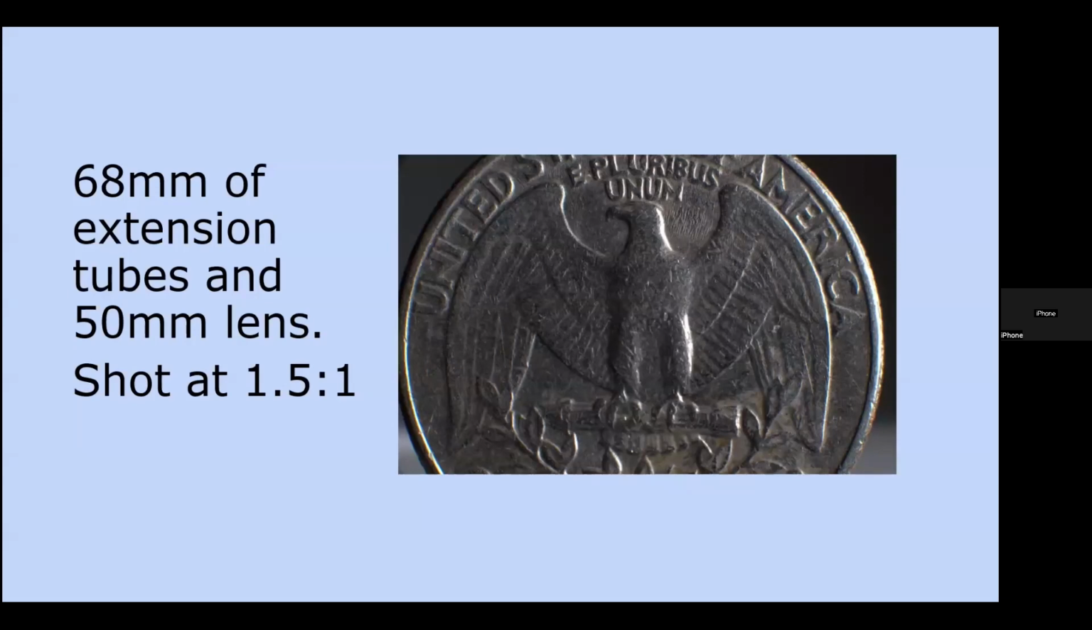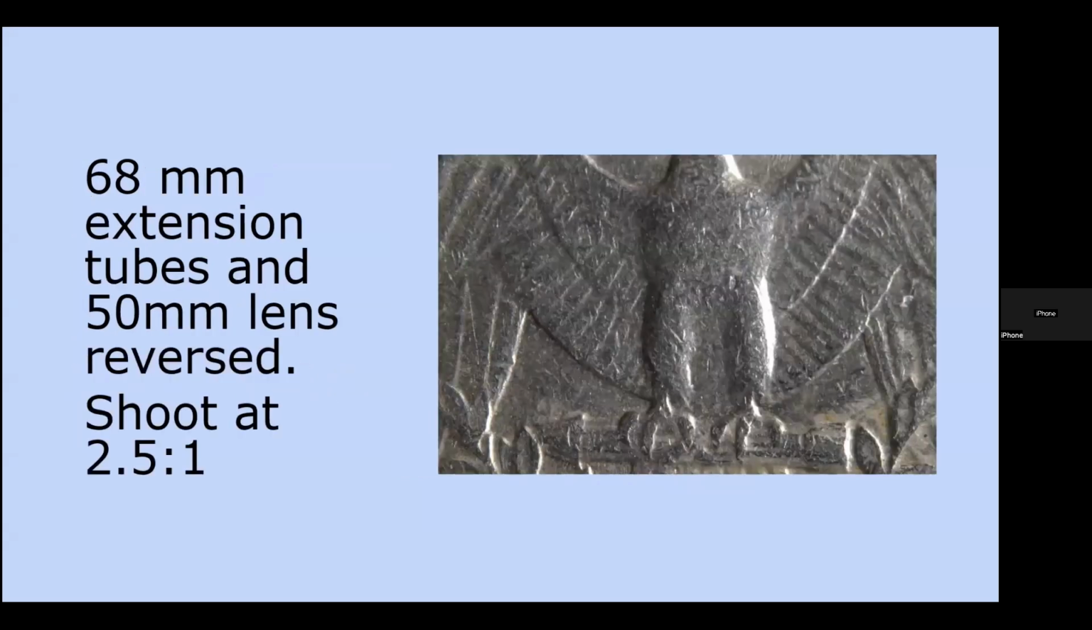And this is 68 millimeters of extension tubes and a 50 millimeter lens, and you can get about 1.5 to 1. And this is with the reversed lens, you can get 2.5 to 1. And I'm going to talk about reversing rings pretty soon. So with extension tubes, for let's just say 60 bucks, and a reversing ring for 15, you can get up to 2.5 magnification for less than $75.